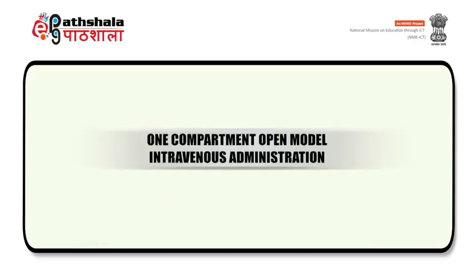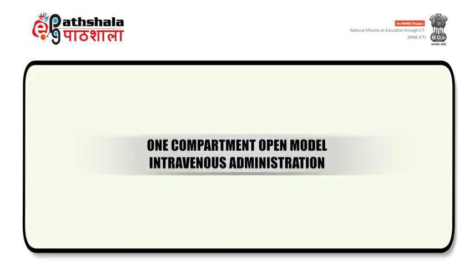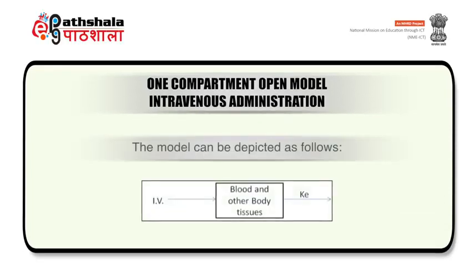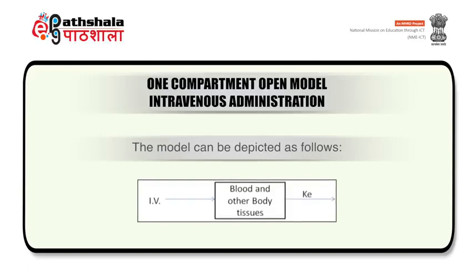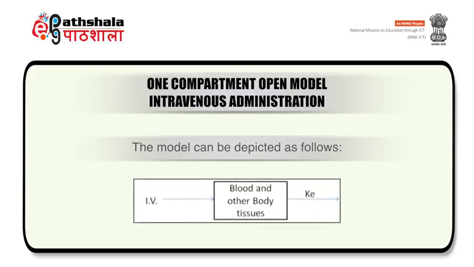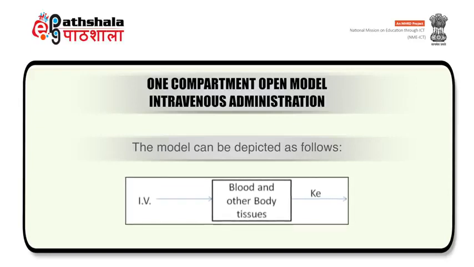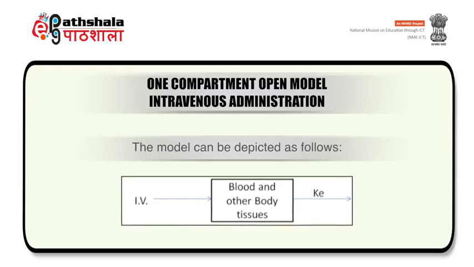Now, coming to the first type, that is the one compartment open model for intravenous drug administration. There is no absorption phase because the whole dose is poured into the systemic circulation when the drug is given intravenously. Distribution is very rapid in the body. The model can be represented in a schematic where a drug is administered by the IV route, distributes itself into blood and other body tissues, and undergoes elimination.